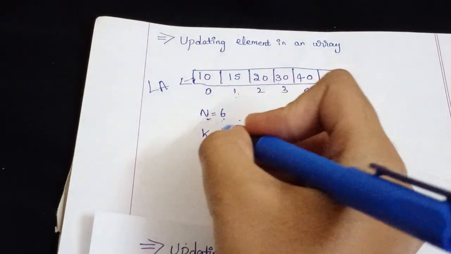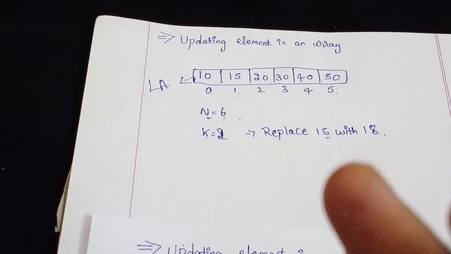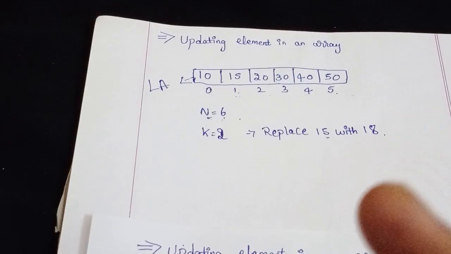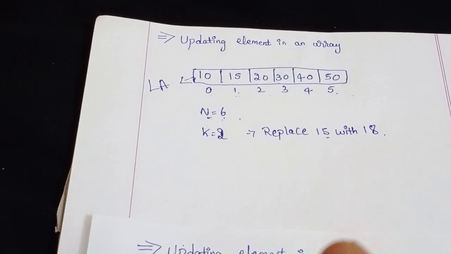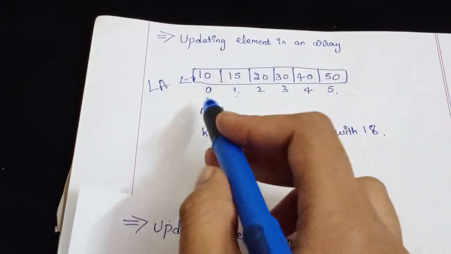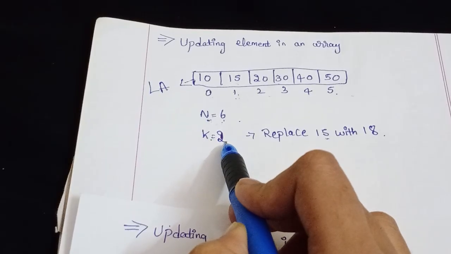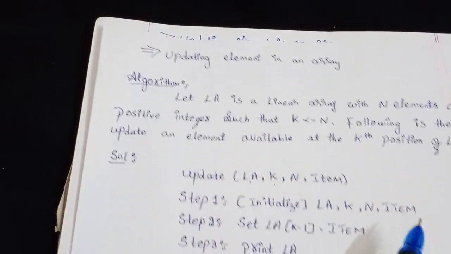So now my k will become 2. Are you getting it? What we are doing is, normally the index value of 15 is 1, but in human counting it is 2. Why I am taking human counting rather than index value is because humans don't know at what index the value is there, but in human counting they can say at the position of 2 the 15 is there. So that is why I have taken k value as k is equal to 2. Then we'll go with an algorithm.